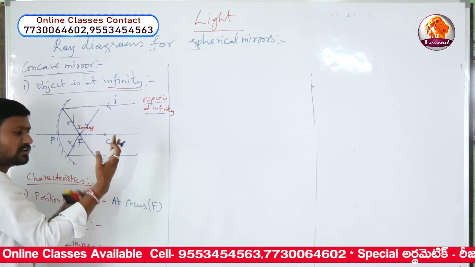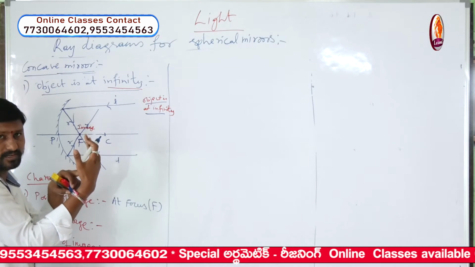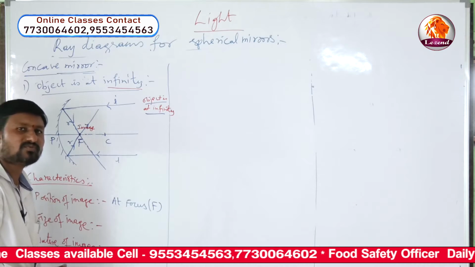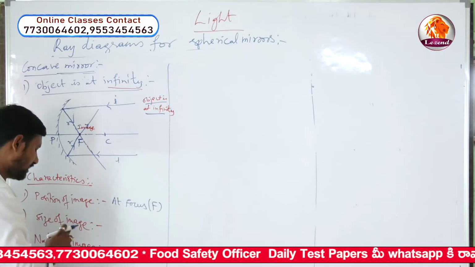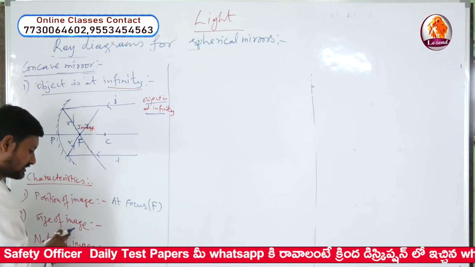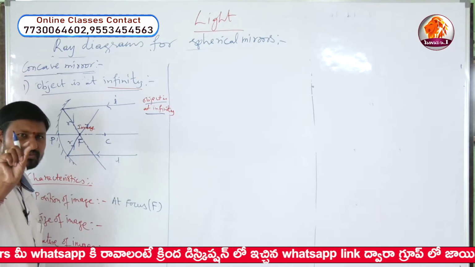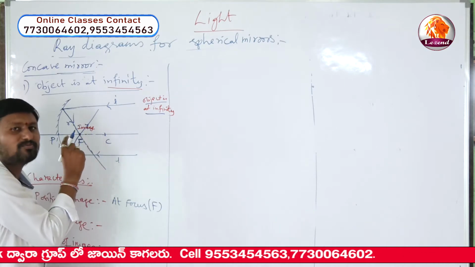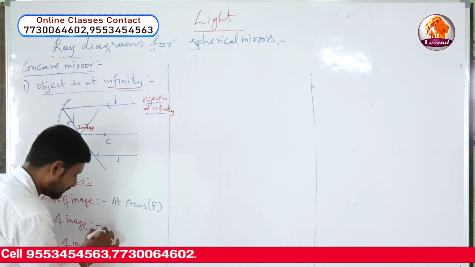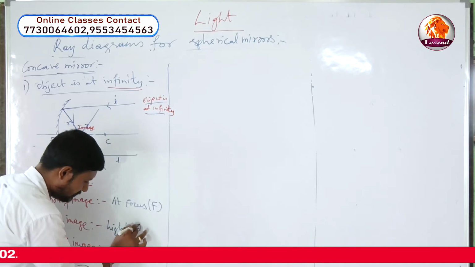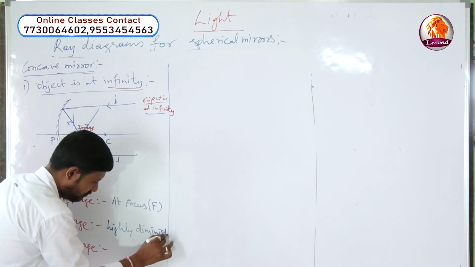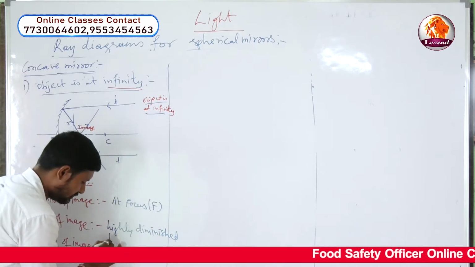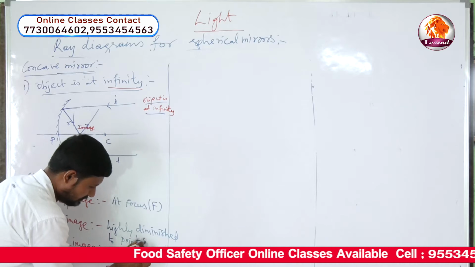That image is what we are able to catch on the screen in front of the mirror. So whenever an image is formed in front of the mirror, we can catch it on the screen. Such an image is what we call a real image. We can catch it. And now position is at focus. The size of the image is highly diminished, which means its size is very small and a point-size image is formed. Diminished means it is smaller than the size of the object. So highly diminished to point size.